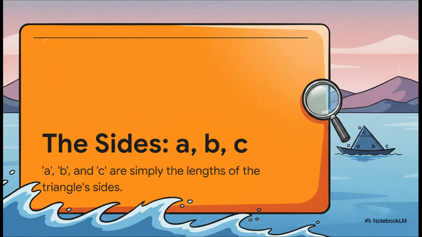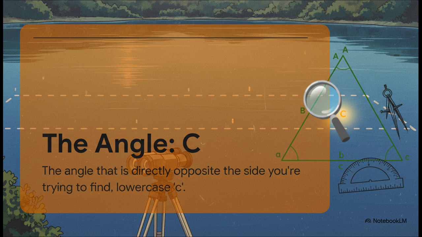First, the easy part. The letters a, b, and c, they're just the lengths of the three sides of your triangle. That's it. Simple as that. Now pay attention, because this part is absolutely crucial. The angle, that capital C, isn't just any angle you pick. It is always the angle that's directly across from the side you're trying to find, lowercase c. They're a pair. That connection is everything.